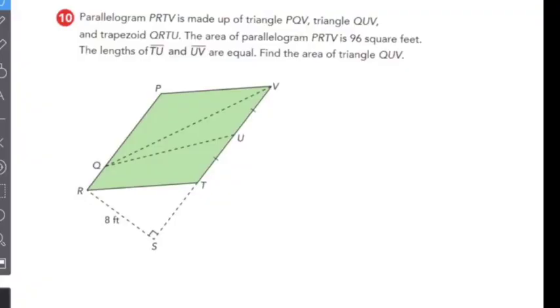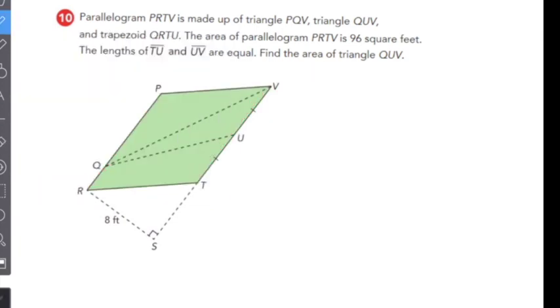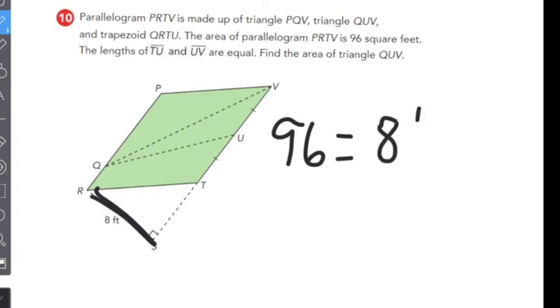Okay, for number 10, I see that we have a parallelogram, PRTV, so that's this right here. And the area for that is 96 square feet. I know I didn't read the problem out loud, but I'm just going to skip ahead a little bit. The whole area for that parallelogram is 96 square feet. That's going to equal base times height. I already know the height is right here. That's 8 feet, so it's going to be 8 times base.